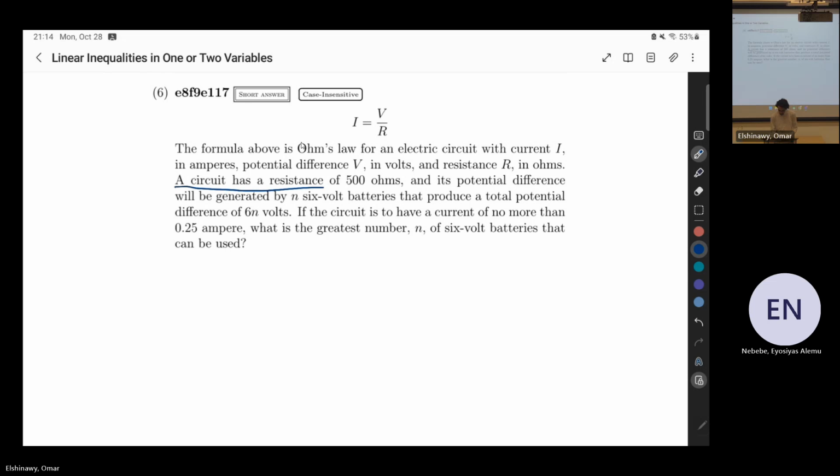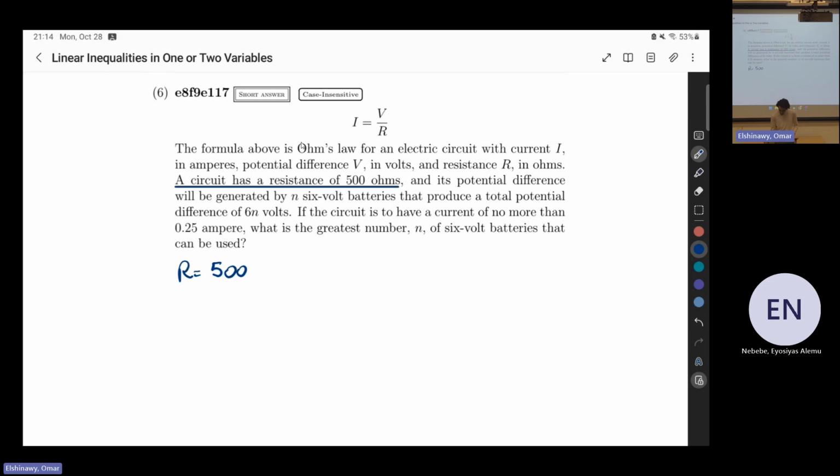So to start, the circuit has a resistance of 500 ohms. So this is the resistance R. So R is equal to 500 ohms. Okay, I don't need to write the symbol. It's not ECE, so it's fine. So R is 500.